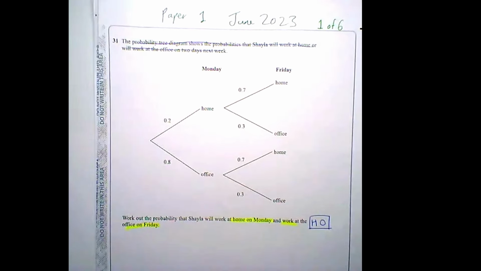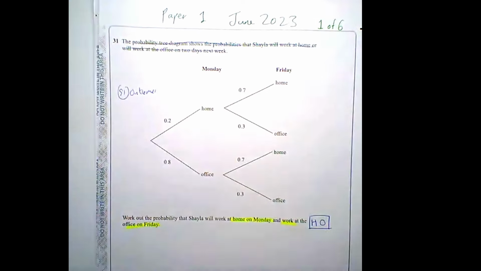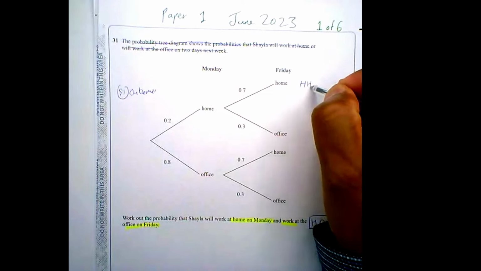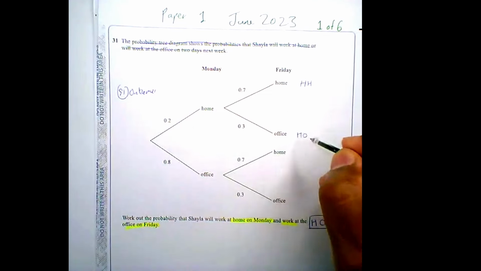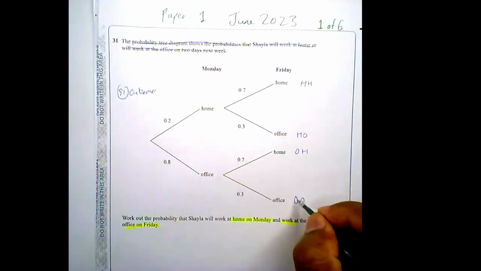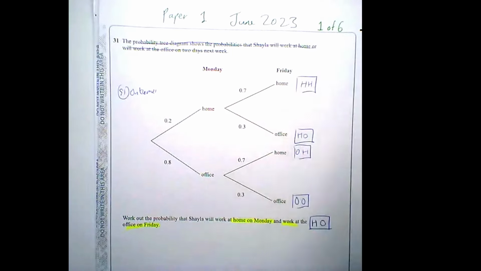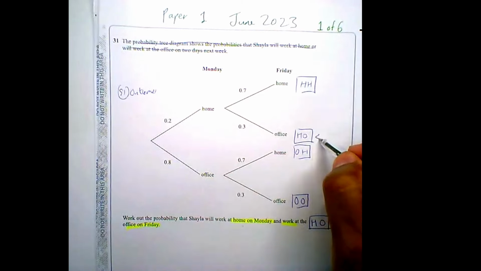So how do we answer this question? Step 1 is we look at all the different outcomes that we can have. So I've got home, home; home, office; office, home; office, office. Those are my 4 outcomes. And I'm looking for the probability that Shayla will work at home on Monday and the office. So home and office is this one here.